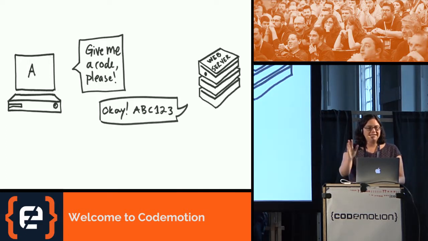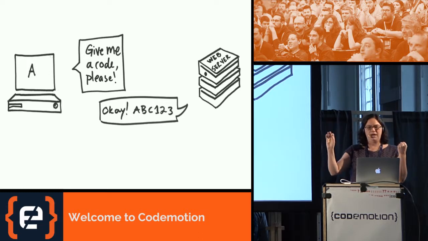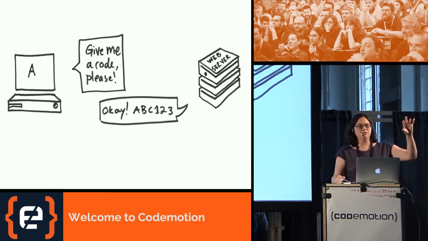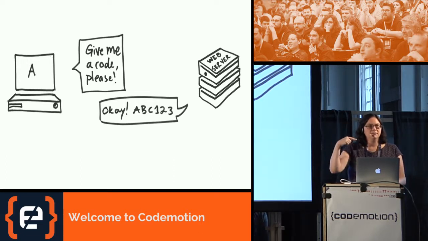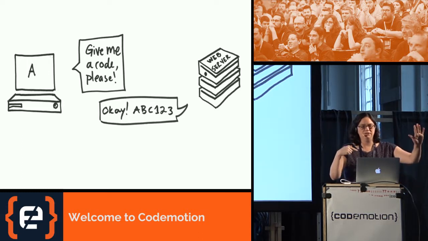So device A asks your service, give me a code. And the service responds with this short code, ABC123. And it displays this code along with the URL that the person has to go to. And then device A starts polling. It checks on the status of this code that it's showing to you. So every few seconds it's polling for this code.